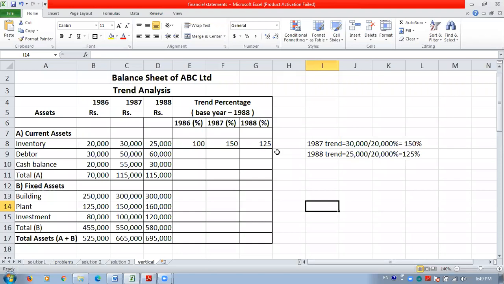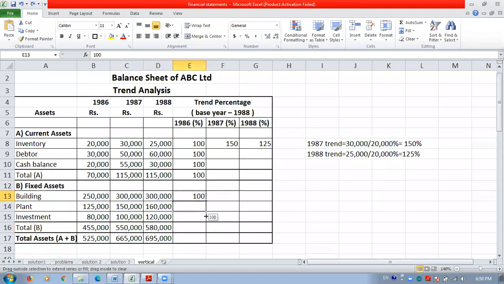So how are you going to calculate the trends? You have to take the first year as the base year. In this case 1986 is your base year. So simply you put 100 in all the columns or rows, because this is your base year. So the base year is always 100. All the times it is going to be 100.